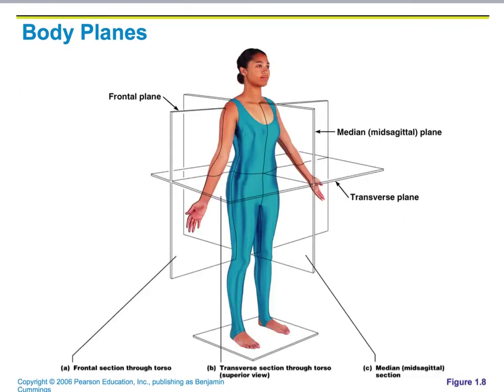So here is a picture you can kind of see. The transverse is going here along her waist. The frontal plane is dividing her into front and back, or anterior and posterior. And then here is the median or mid-sagittal plane, which is going straight down the middle of her. And you can see she's standing in anatomical position.